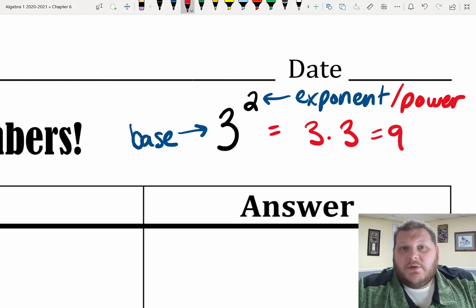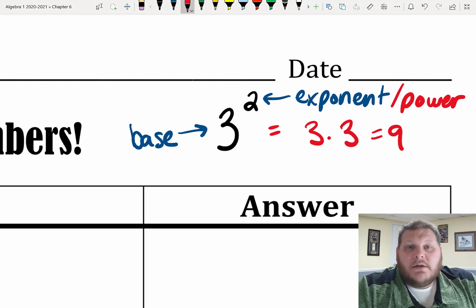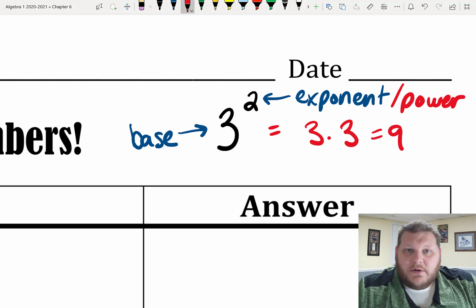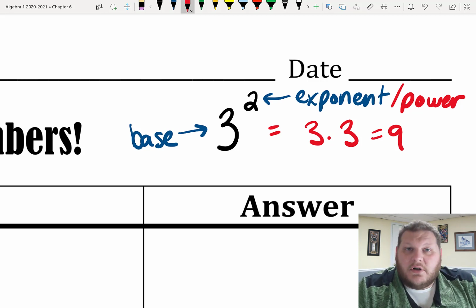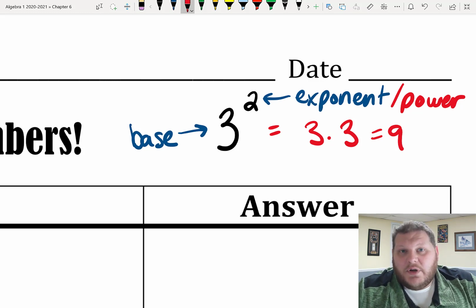What we're going to be doing today is looking at 3 different rules of how these terms can interact with each other. We'll look at what happens when I have 2 exponential terms multiplying together, 2 exponential terms dividing one another, and then what happens if we have an exponent being raised to another exponent.